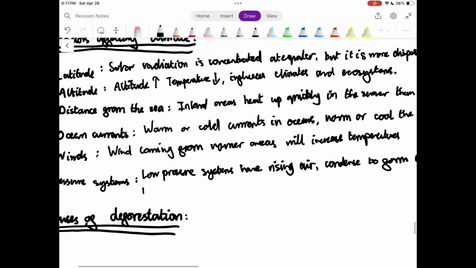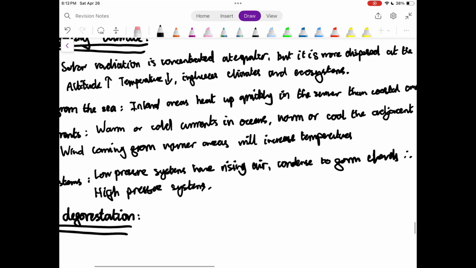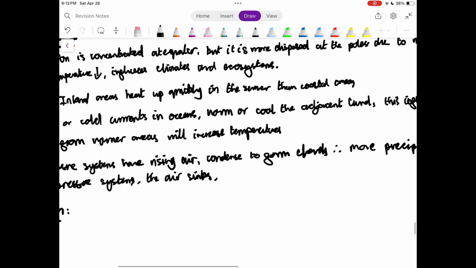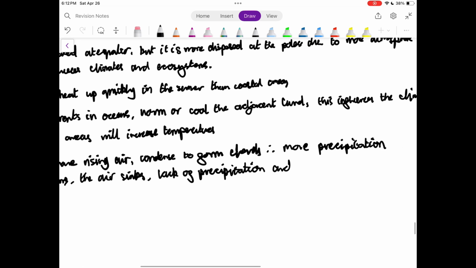And in high pressure systems, the air sinks, so there is a lack of precipitation and more dryness.